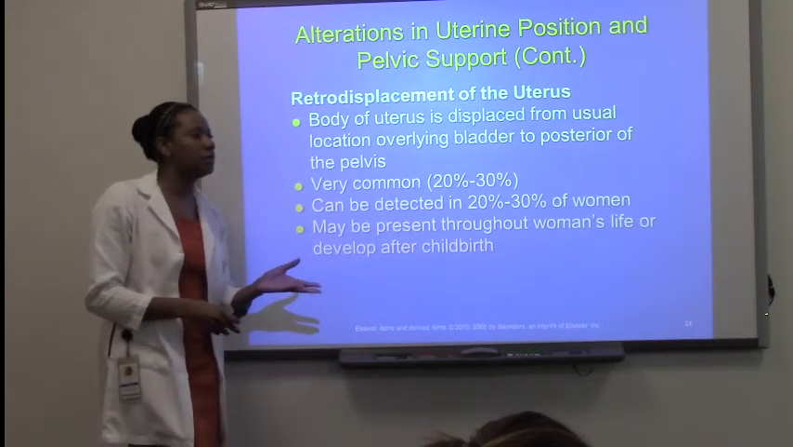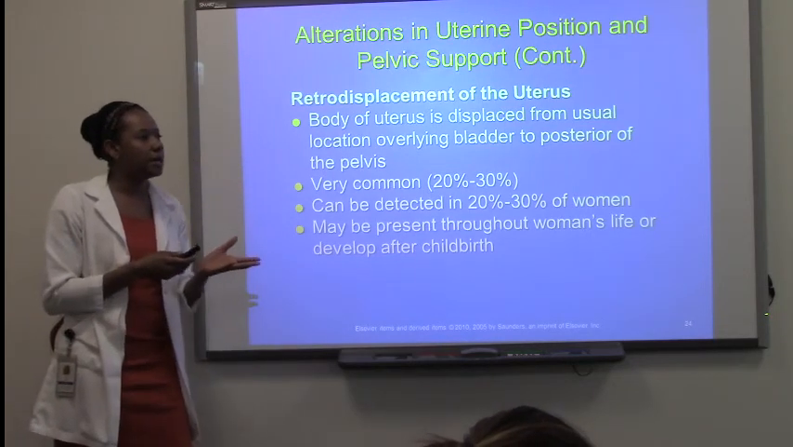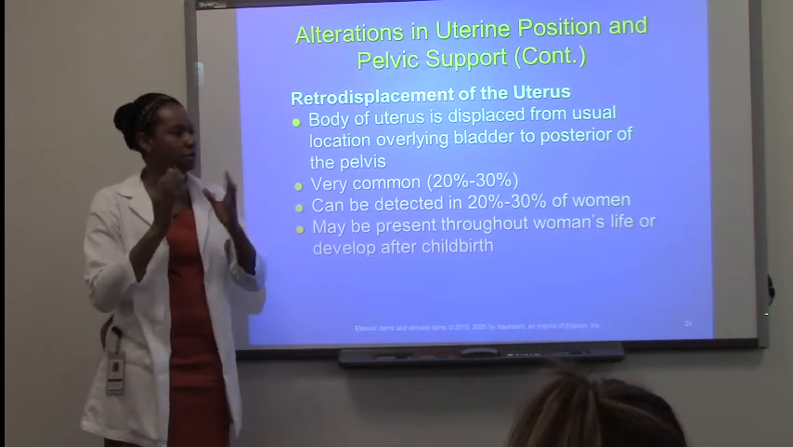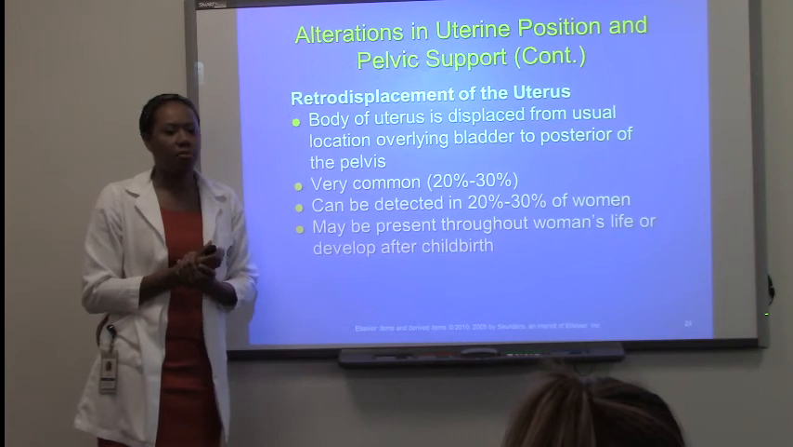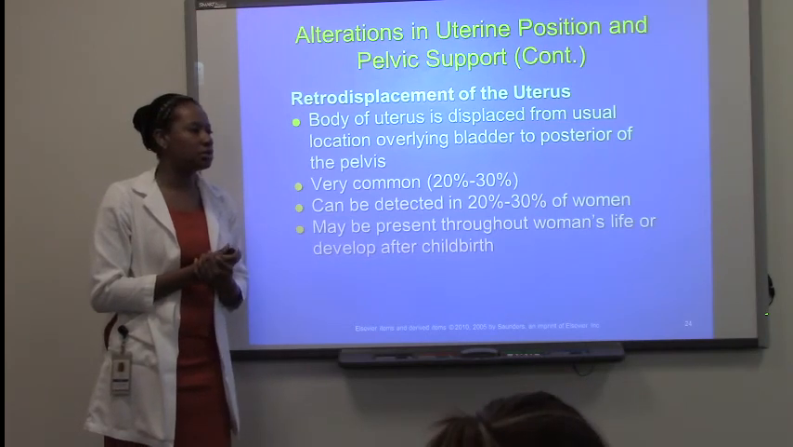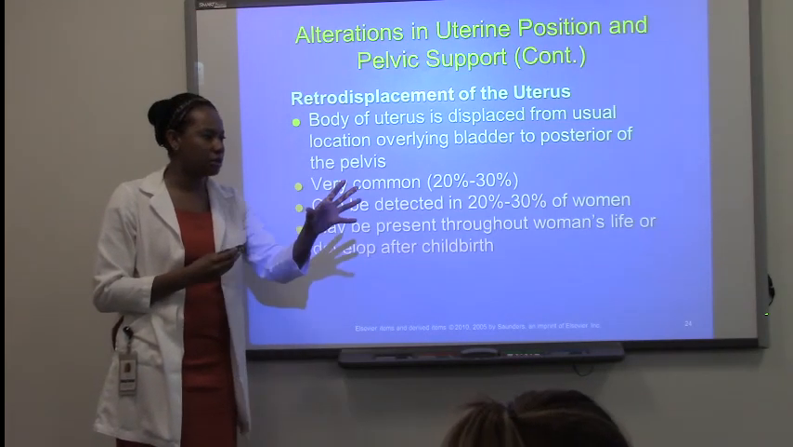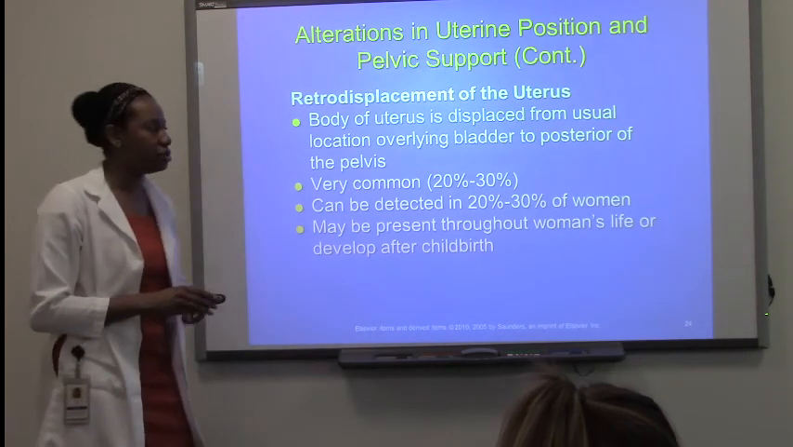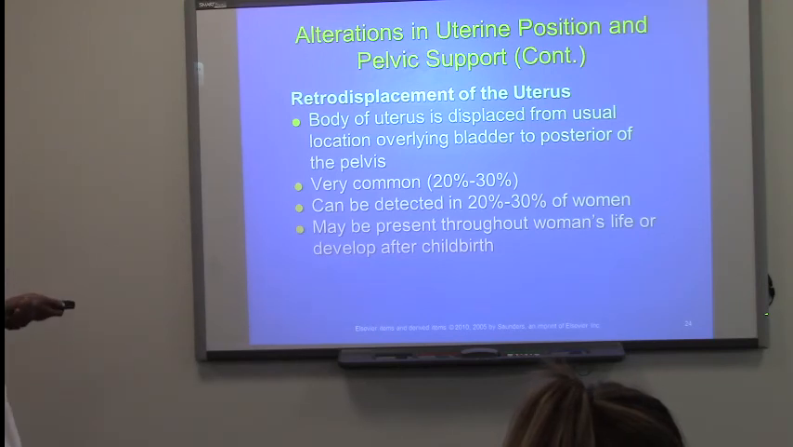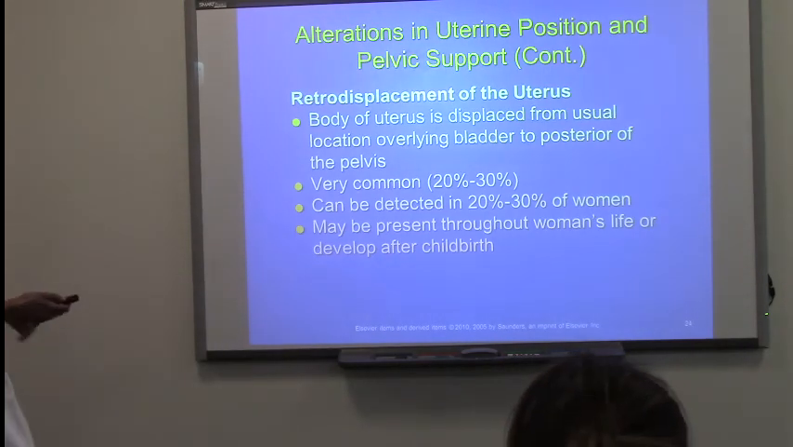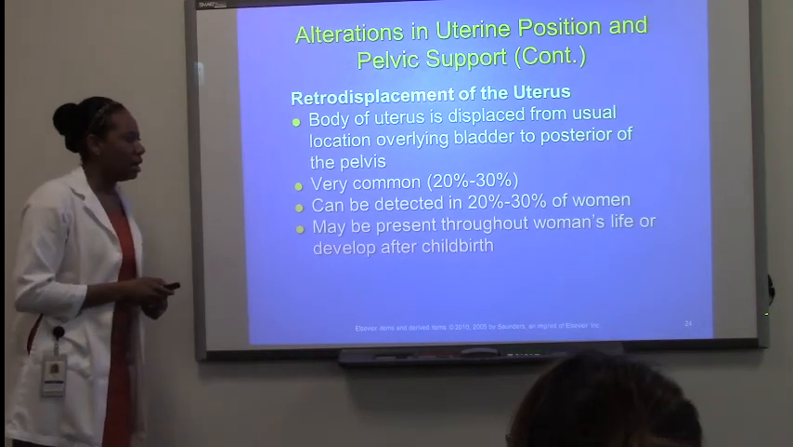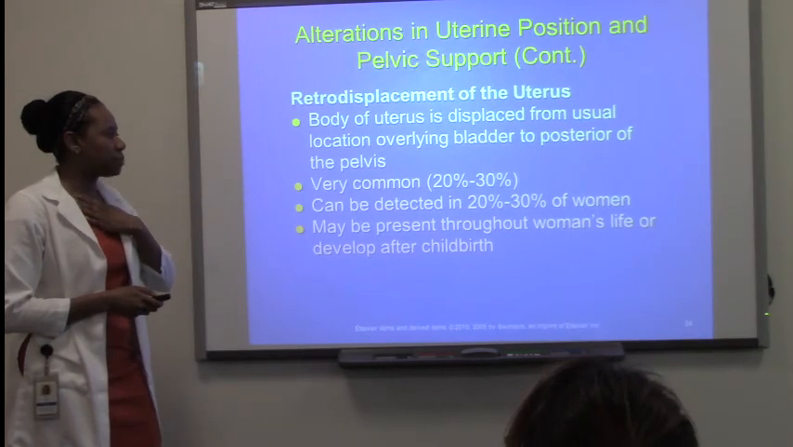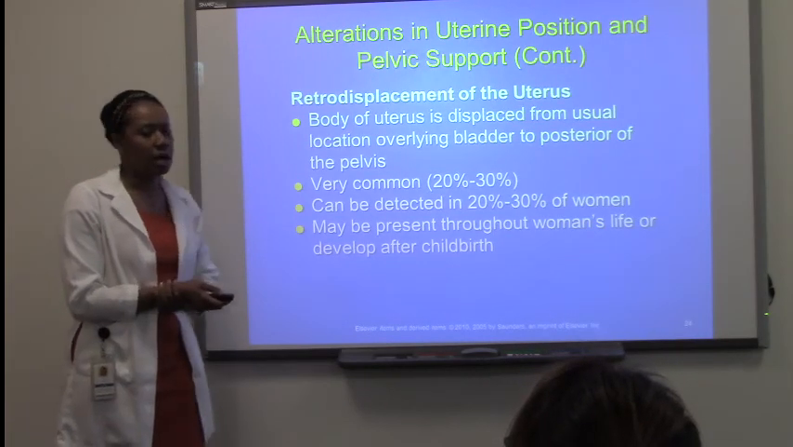So even the female may be able to get pregnant, but it can pose a problem with the growth of the fetus in the uterus if it's flexed in one position or the other. So this can definitely cause issues with the growth of the fetus, and with labor and delivery. When it's time to deliver, that can cause a lot of issues. They say this is very common, detected in 20 to 30% of women. It may be present throughout the woman's life or develop after childbirth.